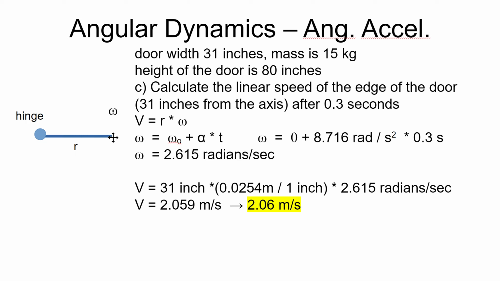Our point of interest here is out on the edge of the door, 31 inches from the axis. So r is going to be 31 inches. We'll convert that to meters.